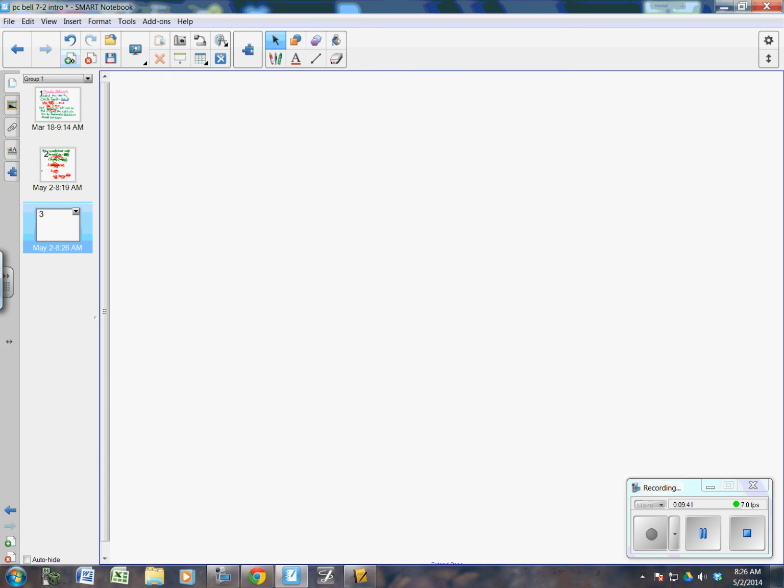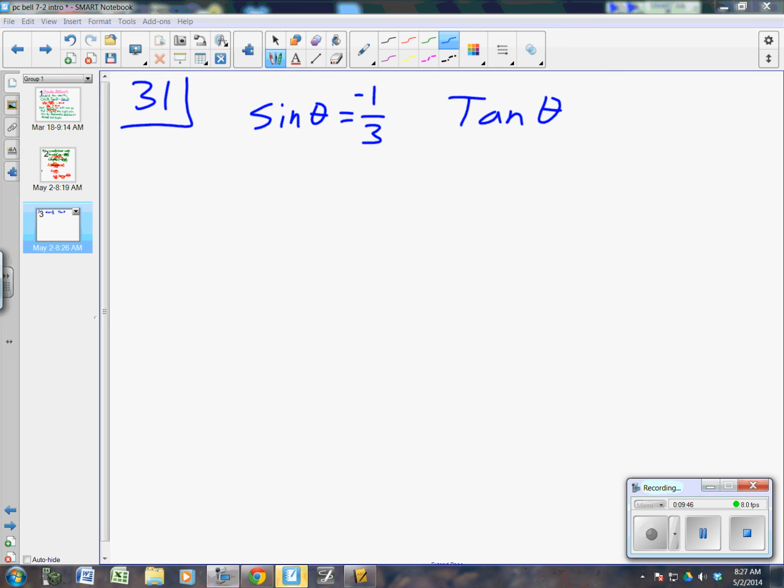31. Okay, so number 31, you guys were given that sine of theta equals negative 1/3. We're supposed to find the tangent of theta. And it gives us one other piece of information. It tells us which quadrant it's in. Which quadrant is it in? 180 to 270, which is in the third quadrant.